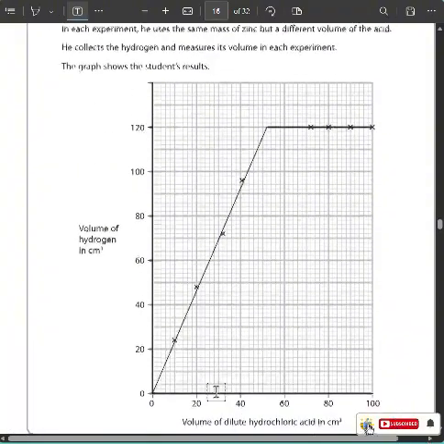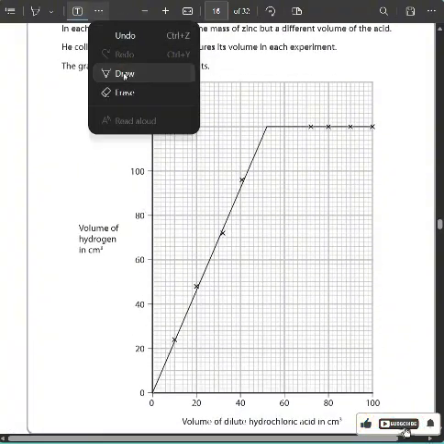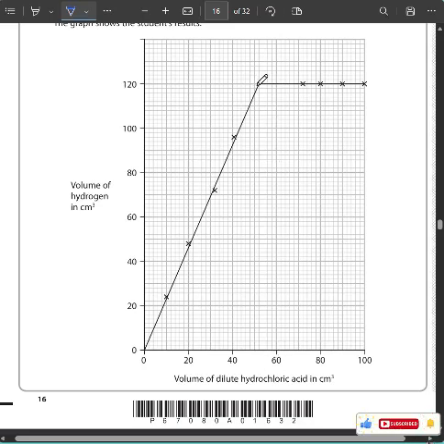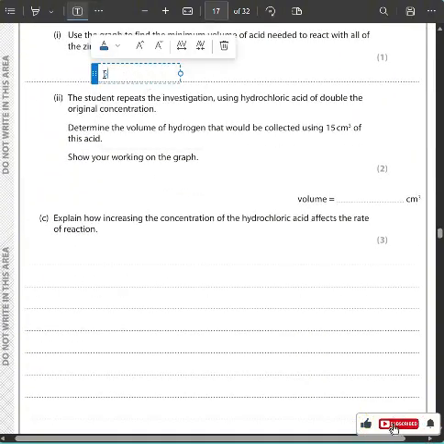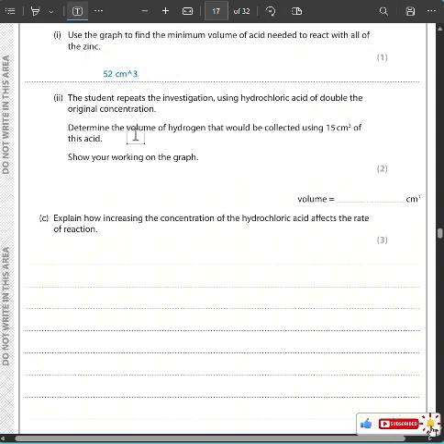Okay, here is the volume of acid, and we go lower. And it is 52 centimeter cube. The student repeats the investigation using hydrochloric acid of double the original concentration.